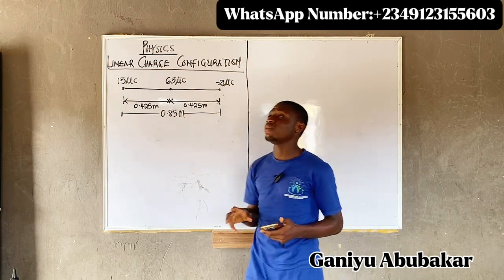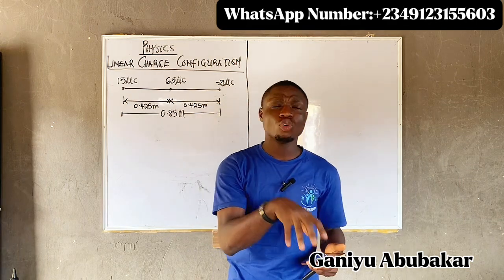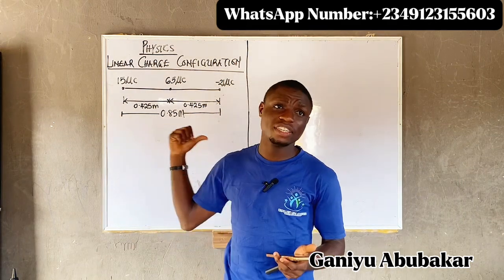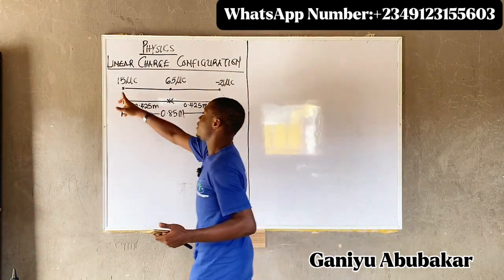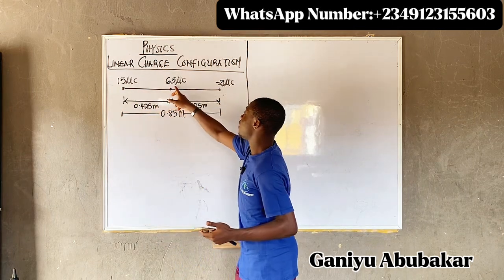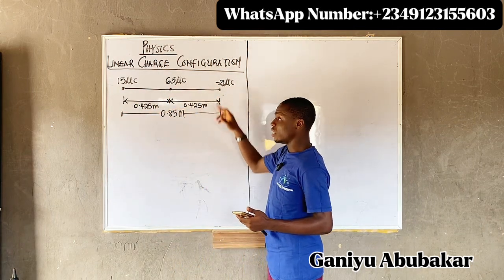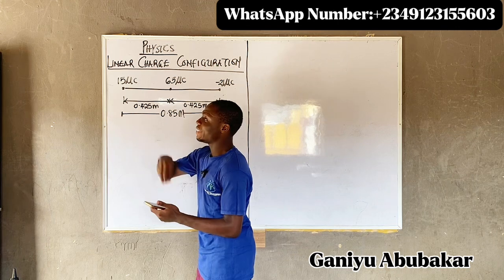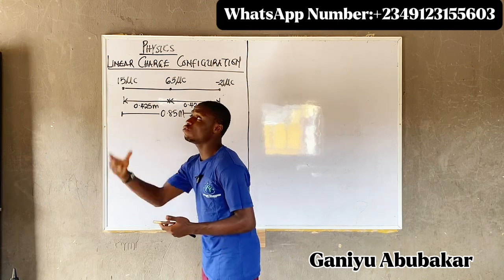Now, the next task is to identify your charges. I'm given 3 charges here: 15, 65, and -21. First things first, identify or label those charges.